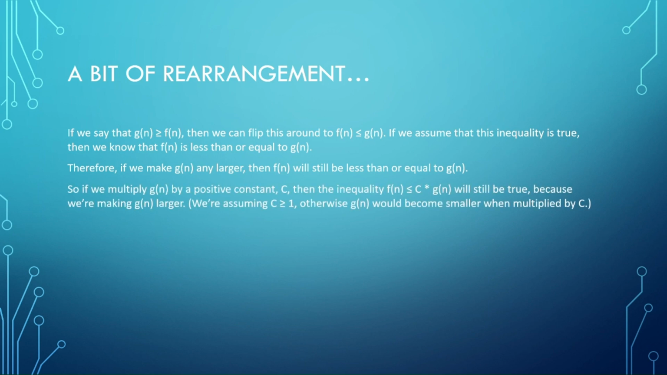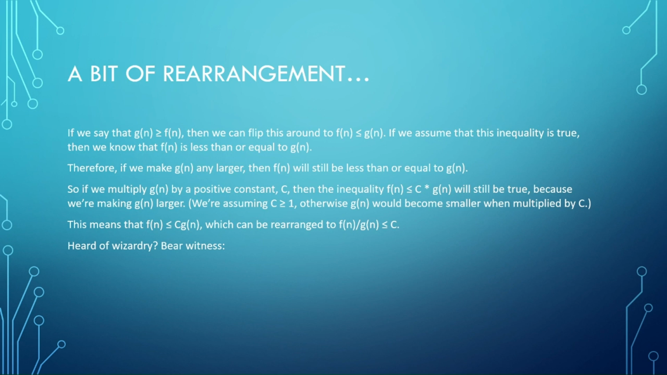So if we multiply g of n by a positive constant, let's call it c, then the inequality f of n is less than or equal to c times g of n will still be true, because we're making g of n larger, so the inequality should still hold. Of course, if c is less than 1, then that kind of screws it a little bit. So we're assuming c is greater than or equal to 1. So this means that f of n is less than or equal to c times g of n, which can be rearranged by dividing by g of n to f of n over g of n is less than or equal to c.